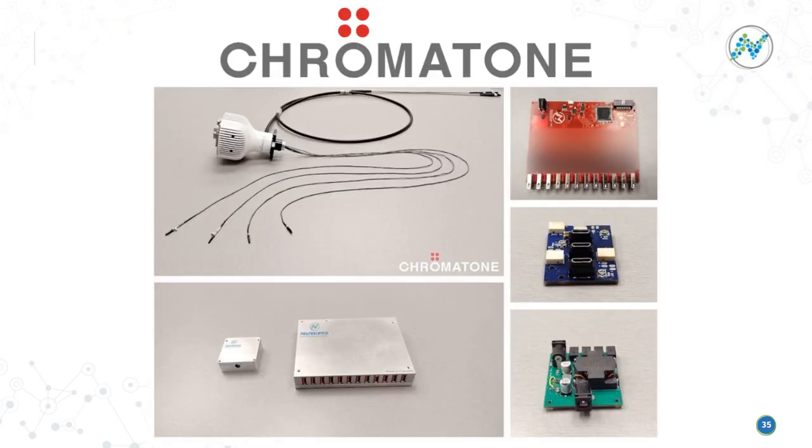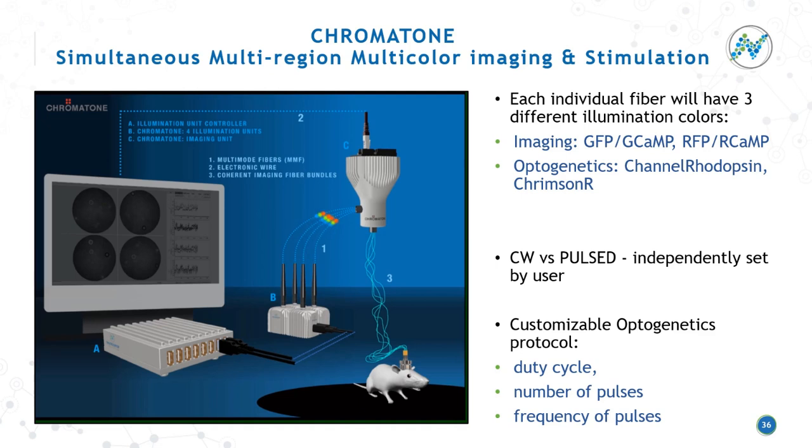So we would like to introduce the chromatone to you. What does the chromatone do? Exactly what I mentioned. Each individual fiber will have 3 different illumination colors. Imaging with GCaMP or GCaMP, RCaMP, and optogenetics, which can be channel rhodopsin or Crimson R. You can pick and choose any combination that you are interested in, and it can be continuous wave or pulse and can be independently set by the user. The optogenetics protocols are completely customizable, and you can enter your duty cycle, number of pulses, frequency of pulses into the software. The machine can be triggered in and can trigger out with TTL pulses.